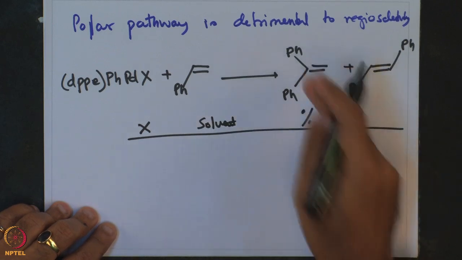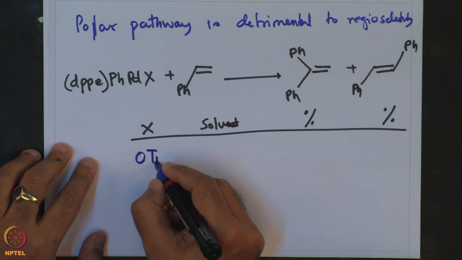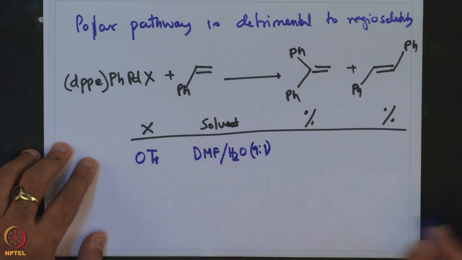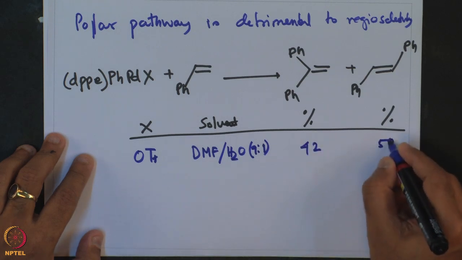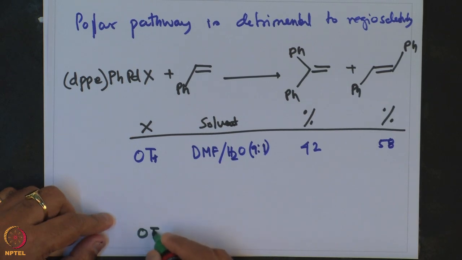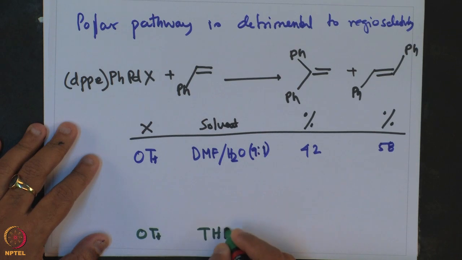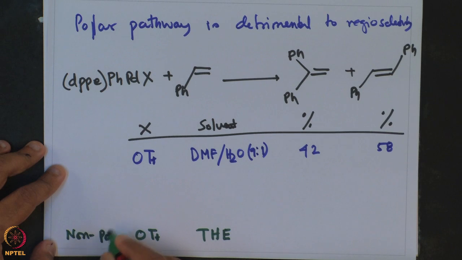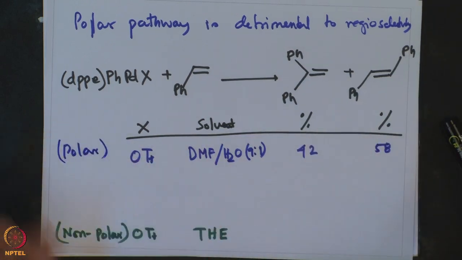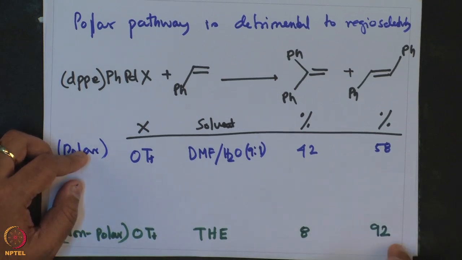solvent, percent formation of this product, percent formation of this product, what one sees that when X is OTf, one does the reaction in DMF, which is polar medium, water 9:1, then one gets the ratio of 42:58, whereas the same OTf, the same reaction when done in THF, which is non-polar, then one gets ratio of 8:92. So, one sees the selectivity increases.